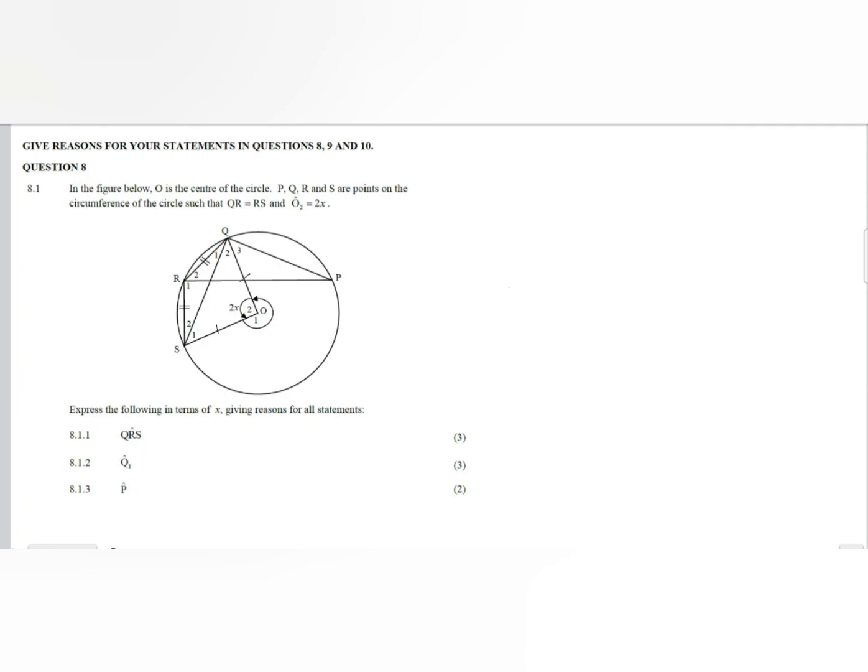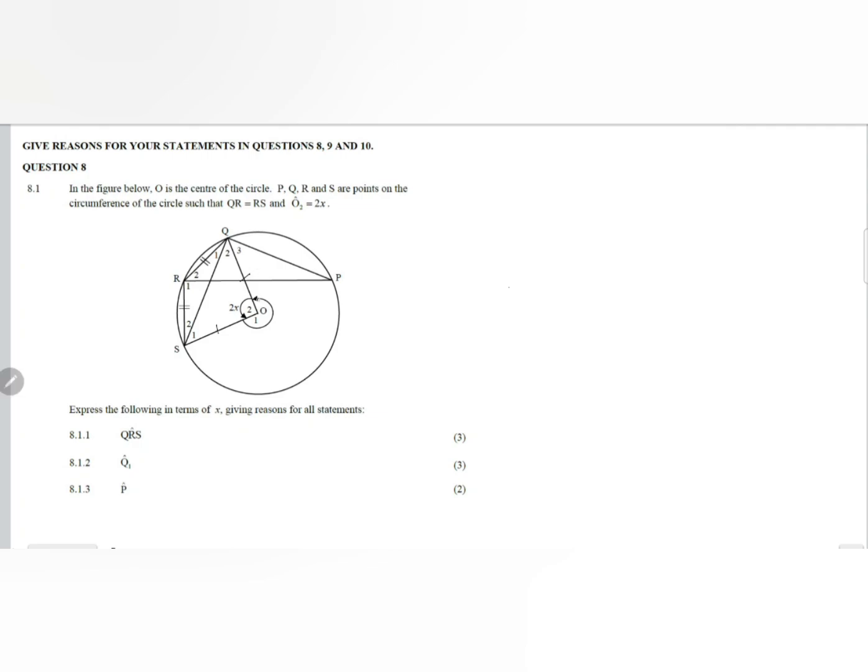If you indicate that on the diagram in your answer book, it will help you with the coming questions. PQRS are points on the circumference of a circle, you can see that. Then QR is equal to RS, that is also indicated on the diagram. O2 is equal to 2x, that is the angle at the center. But the angle at the circle from 2x is not given.